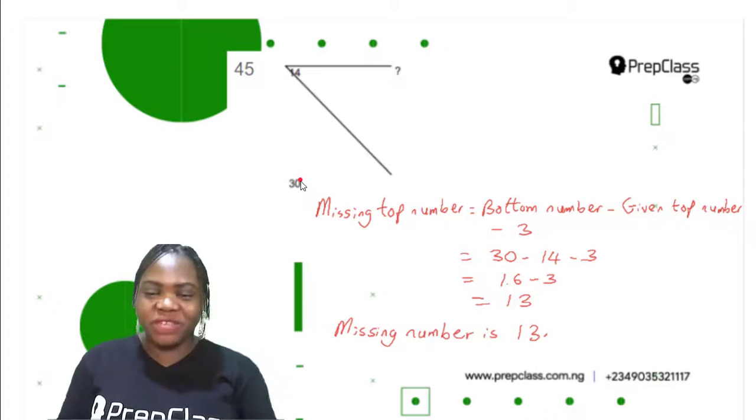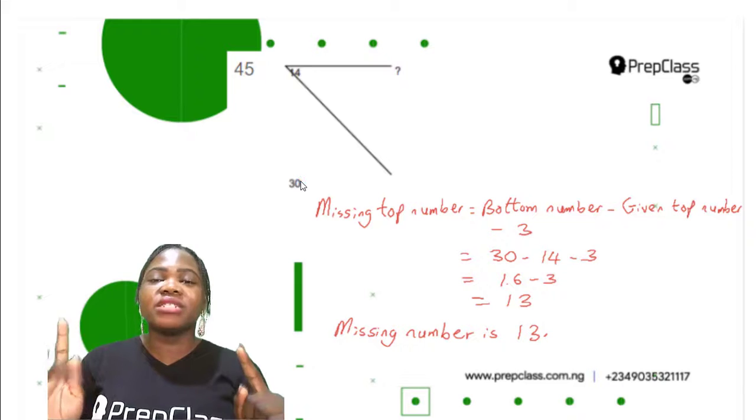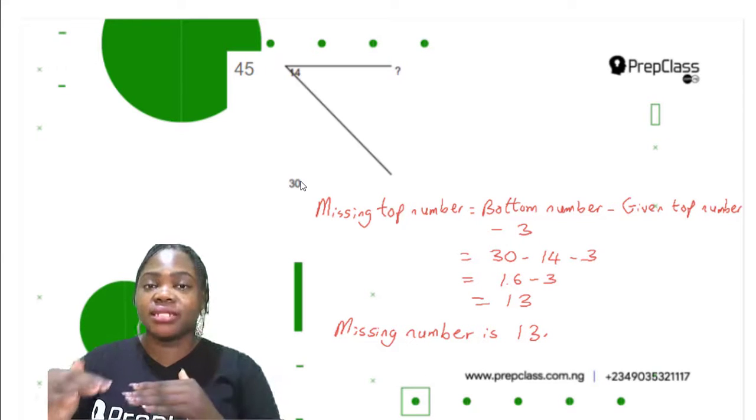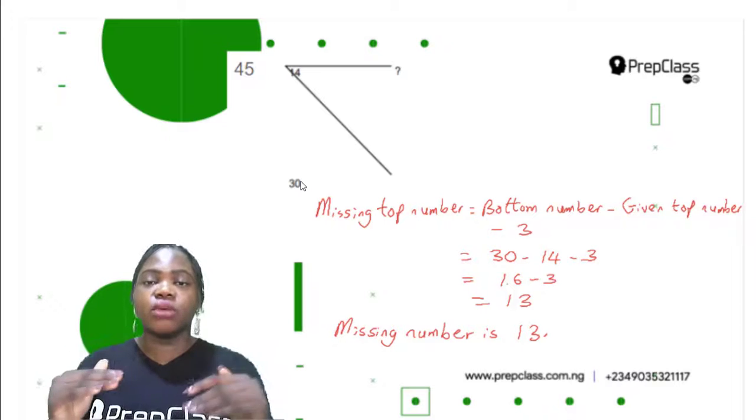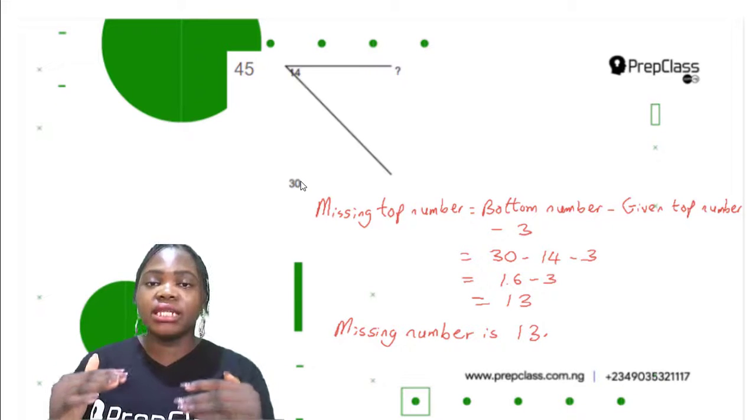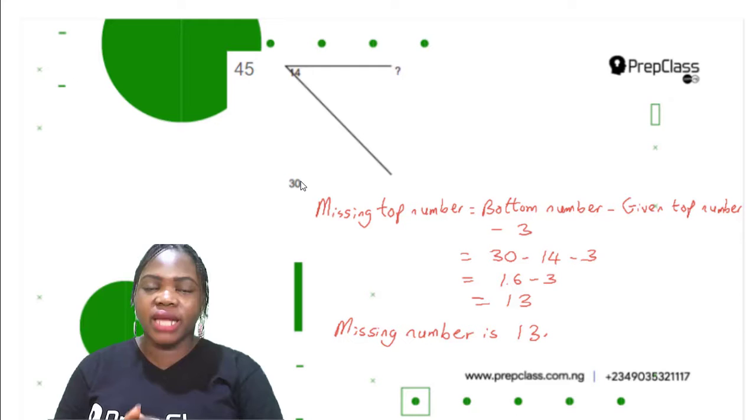Wow! So this is actually very easy. So in quantitative reasoning, it's very important that you check your answer using the same logic in the sample. If you get the bottom number from using that logic, then your answer is correct.